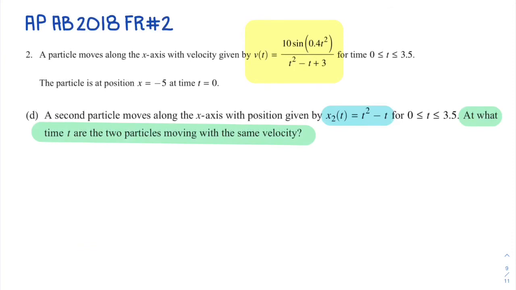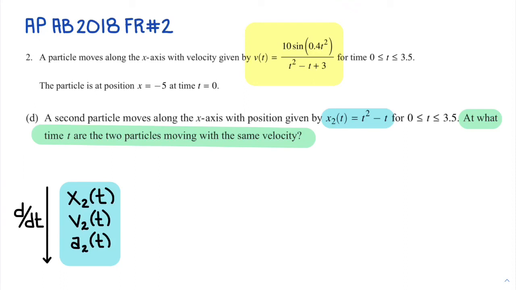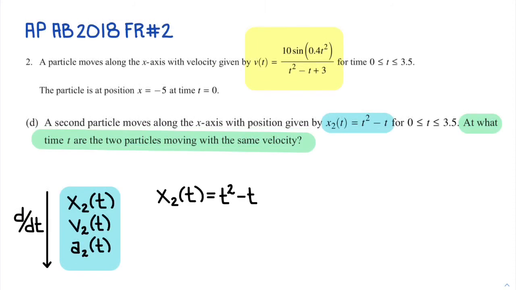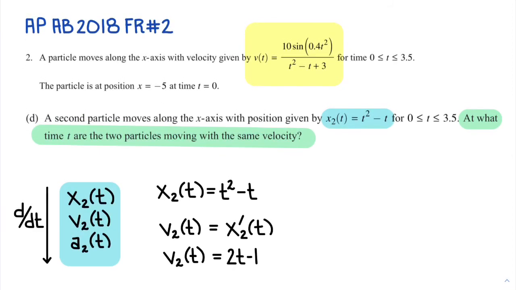To find the time when the two particles are moving with the same velocity, we need to set the velocities of the two particles equal to one another. We were given the velocity function of the first particle, but need to find the velocity of the second particle. The derivative of position gives us velocity. The derivative of velocity gives us acceleration. The derivative of the second particle's position function is its velocity. So the velocity is 2t minus 1.